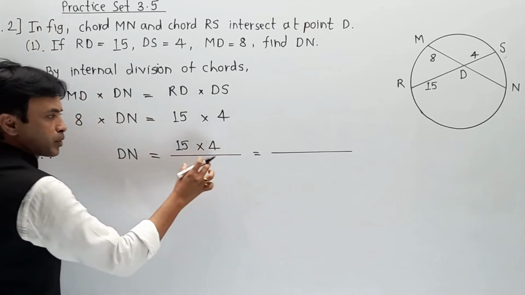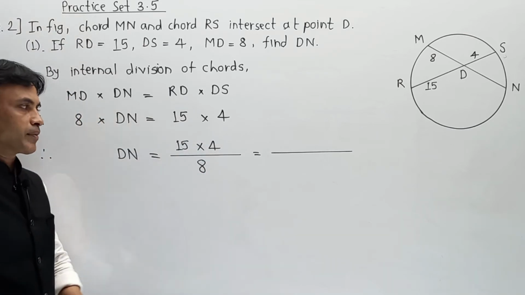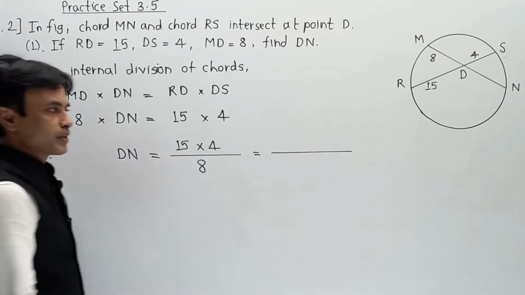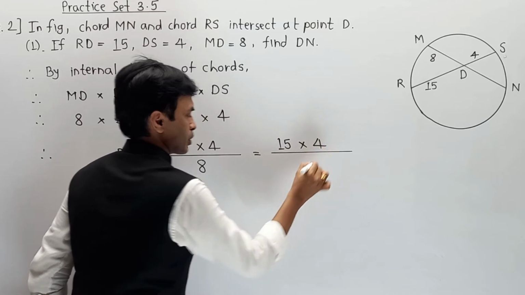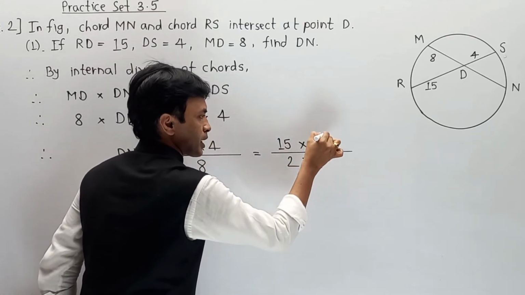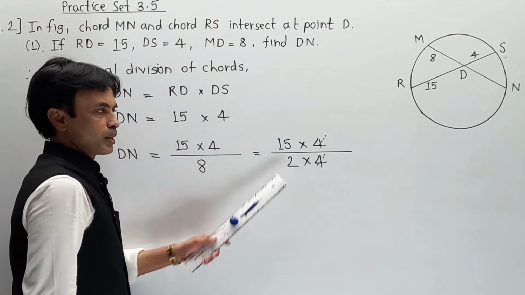This 8 is multiplied over here, so it comes to this side as divided by. Now we are getting a simplified value in terms of 15 into 4 divided by 8. Naturally, we are supposed to do the simplification. So 15 into 4 and 8 is nothing but 2 into 4. Cancelling 4 with 4 over here, your answer becomes 15 upon 2.